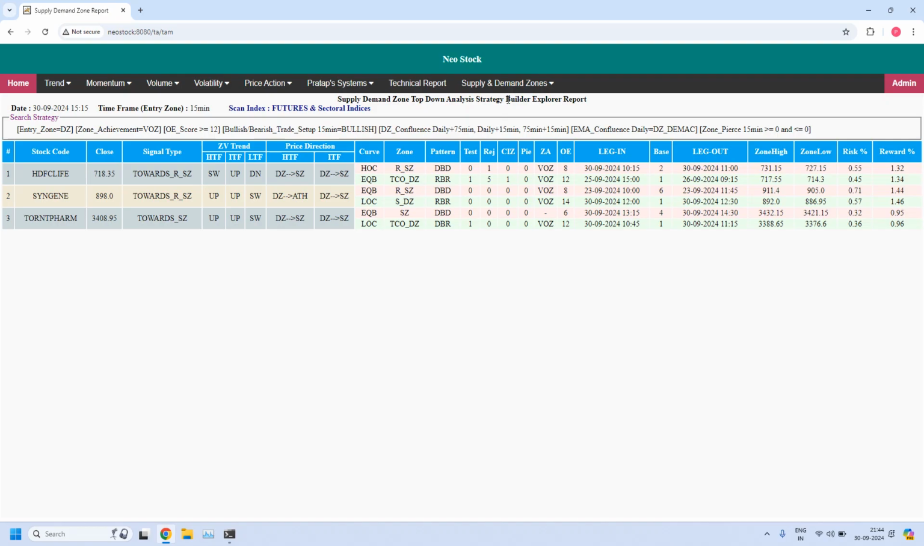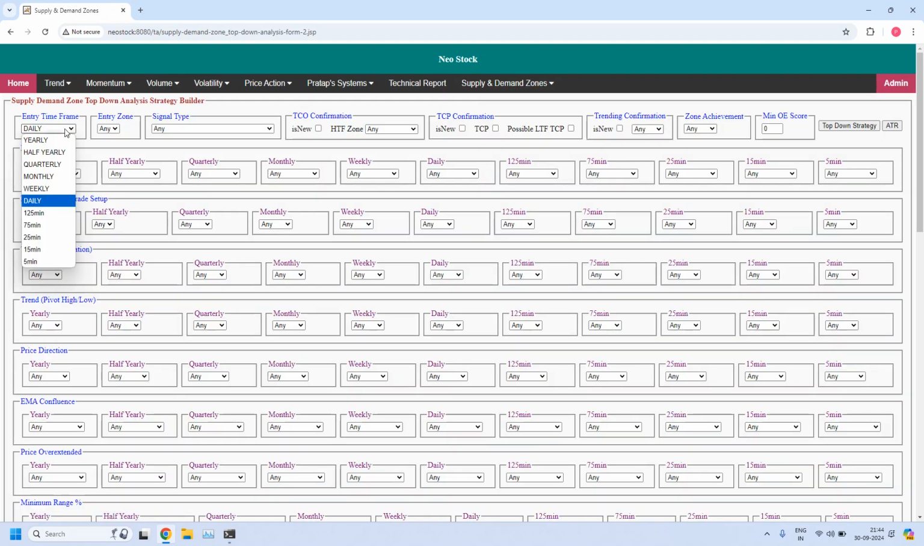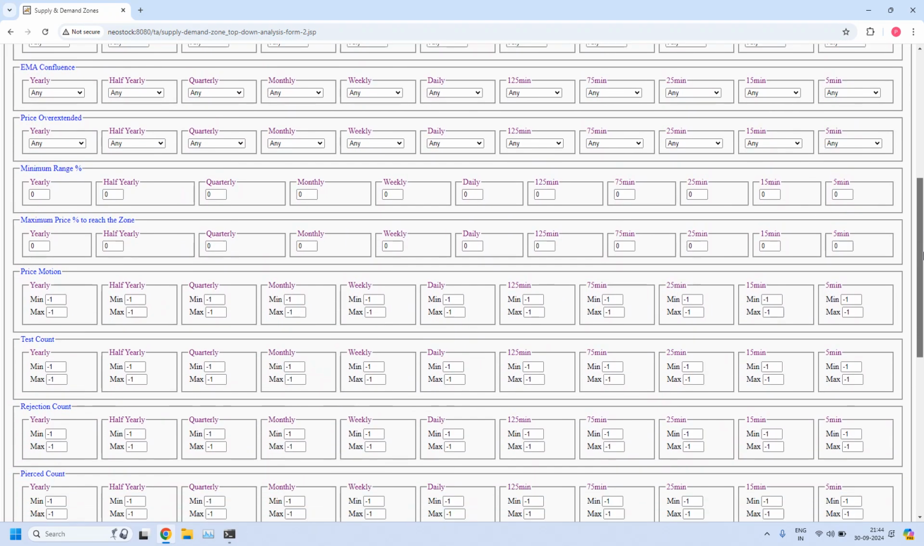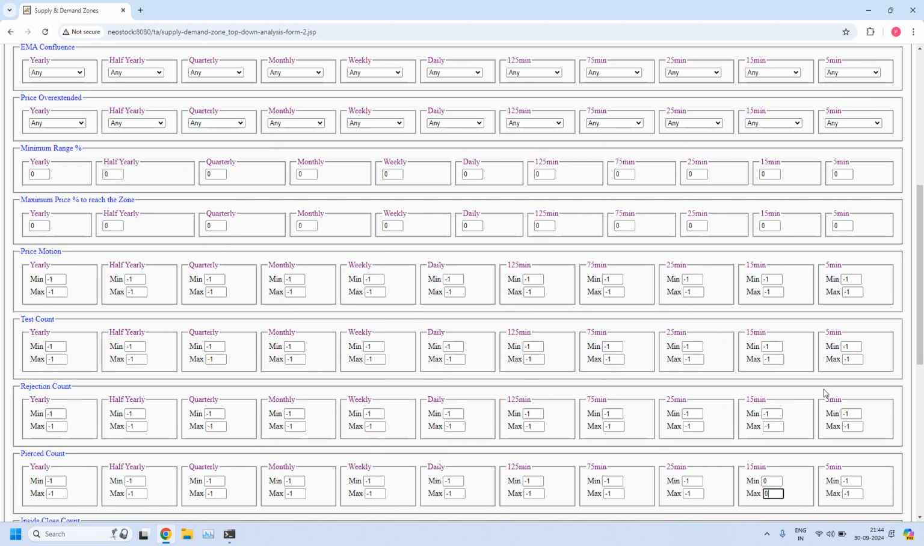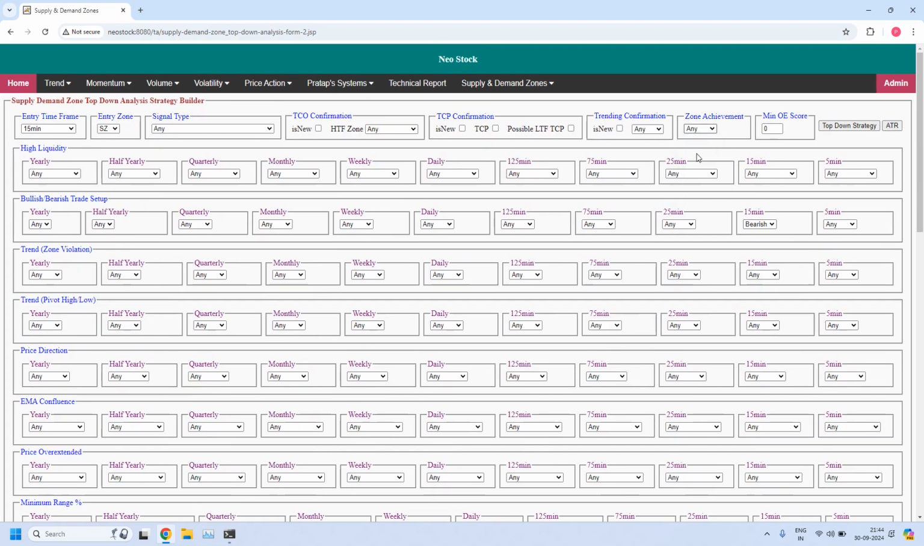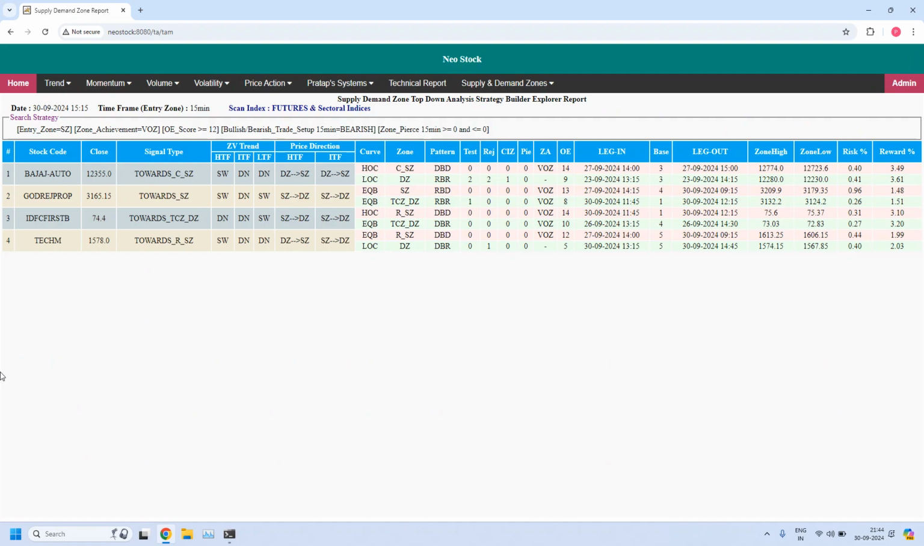Okay, next let us look for bearish trade setup for daily income trade, that is entry time frame 15 minutes, entry zone, supply zone. In bullish or bearish trade setup at 15 minutes, I am selecting bearish, and 15 minute supply zone should not be pierced. So in the pierced count at 15 minutes, I am setting minimum value 0, maximum value 0, and the zone achievement is violated opposing zone, minimum odd enhancer score is 12. All the 3 filters are applied to 15 minute supply zone. Let's verify. 4 stocks are filtered. All these 4 stocks are currently supporting bearish trade setup for daily income trade, that is entry time frame 15 minutes.